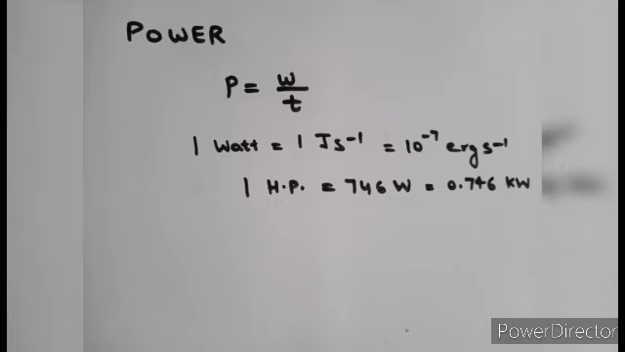So power is this, and there are just some formulas for power. That is, 1 watt equals 1 joule per second, which is equal to 10 to the power 7 erg per second, and 1 horsepower equals 746 watt, that is 0.746 kilowatt.